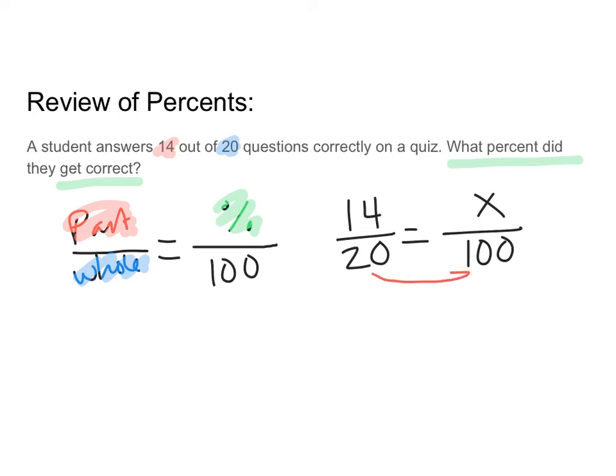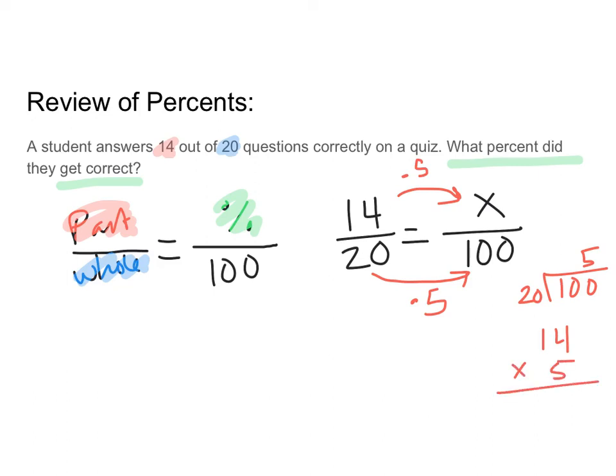So we're trying to figure out how many times does 20 go into 100. Can we scale this up evenly? Looks like we can because it goes in exactly 5 times. And if you weren't sure about that, you could use long division by dividing 100 by 20 and getting 5 to see where that number comes from. So then we need to do 14 times 5, which gives us 70. So that tells us that she got 70% correct.